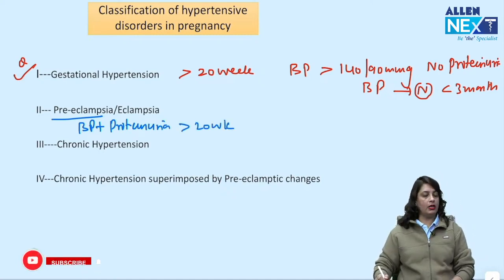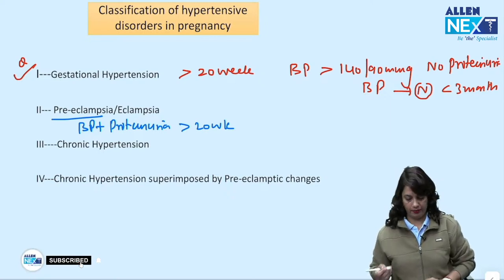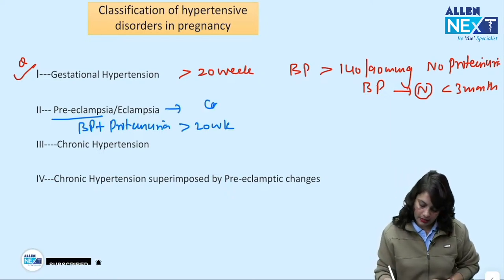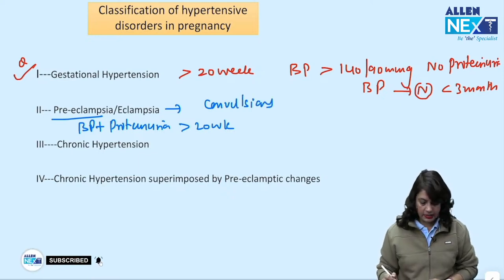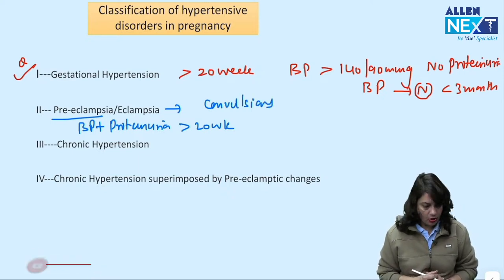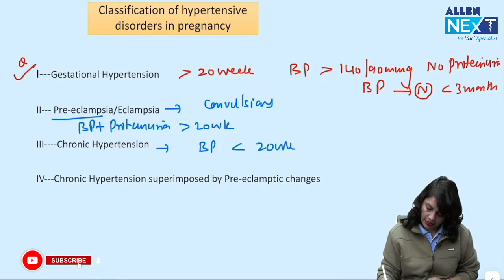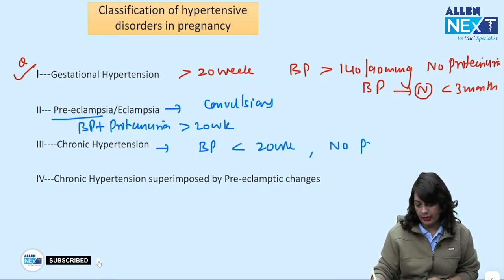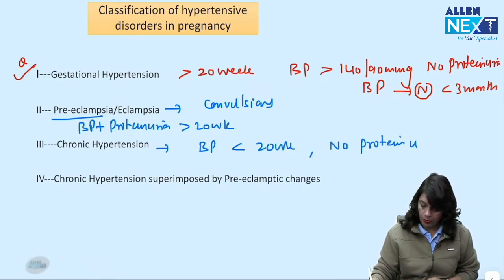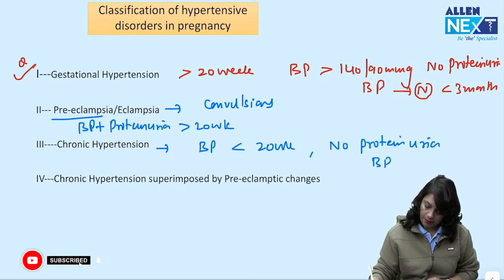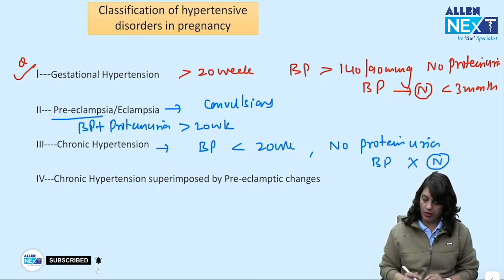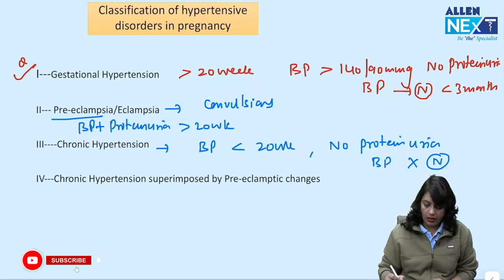Proteinuria, although, does not signify the severity. Eclampsia means convulsions occurring, it is GTCS convulsions. Chronic hypertension is blood pressure present in less than 20 weeks of pregnancy and there is no proteinuria, and BP will not come down to normal even after delivery.